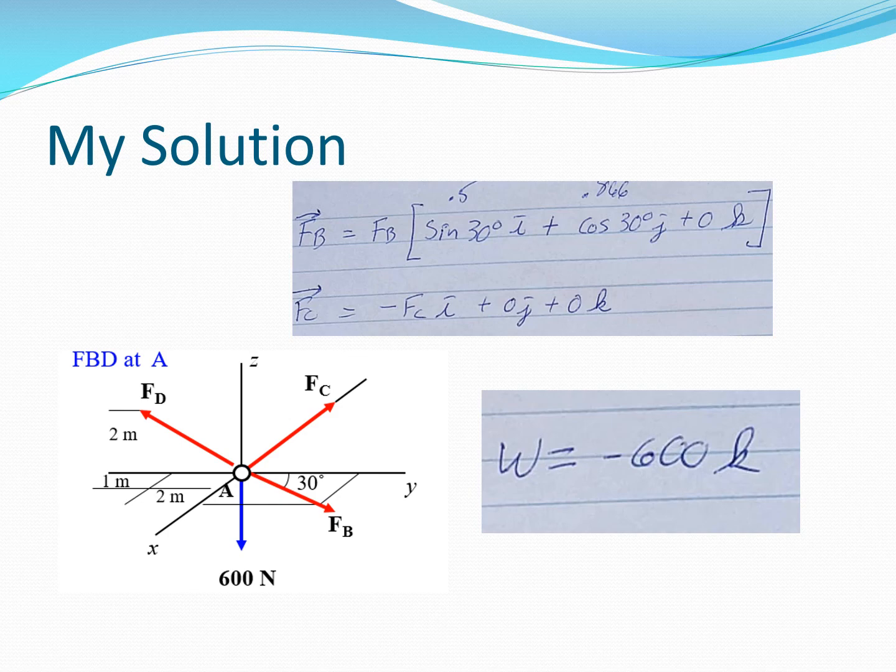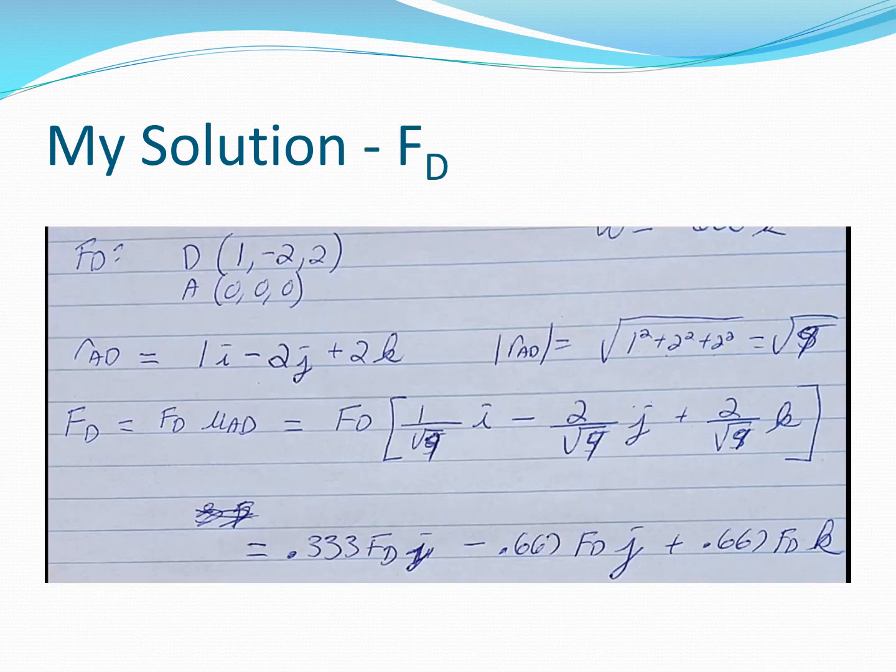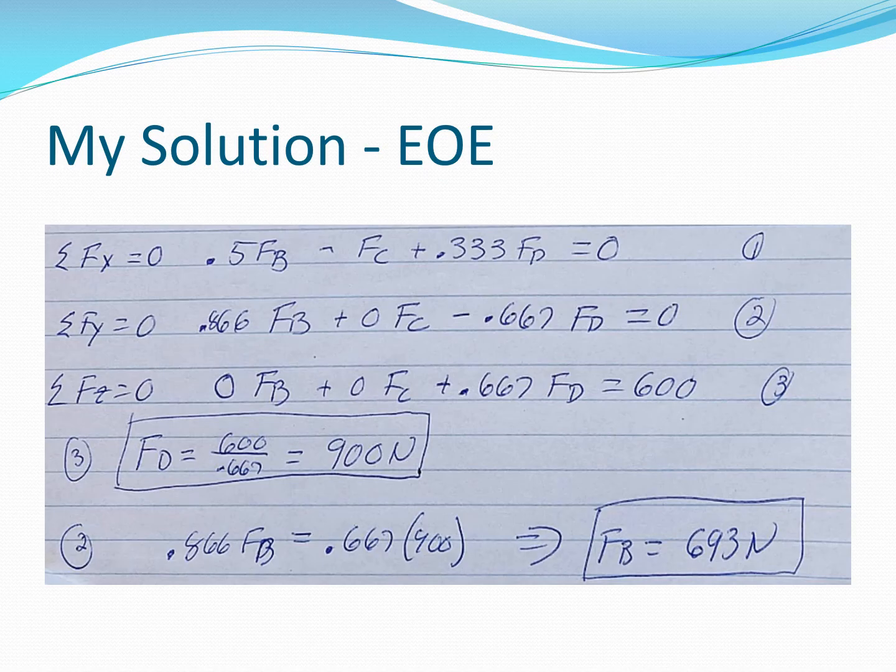The weight is all down. For FD, I identified the 2 points, found my position vector, divided that by the magnitude, got my unit vector, and multiplied that by the force, which is, of course, an unknown in this particular case. I applied my equations of equilibrium, got my three equations, my three unknowns, and it looks like equation 3, FD, just falls right out of it. Then I plugged that into equation 2 and solved for FB, and then I plugged that into number 1 and was able to solve for FC in that case.